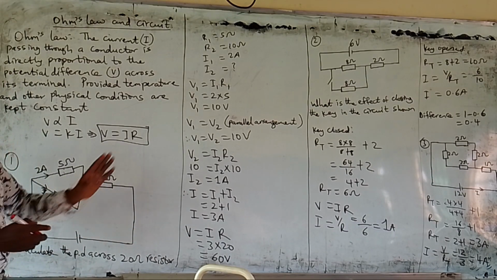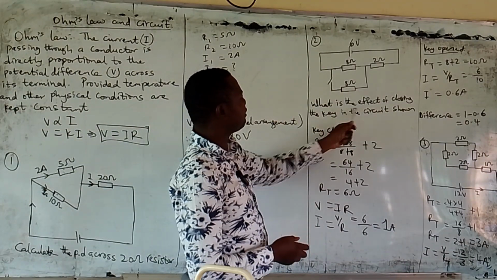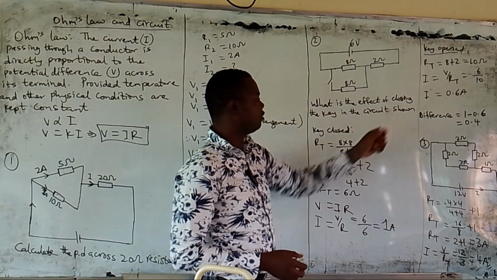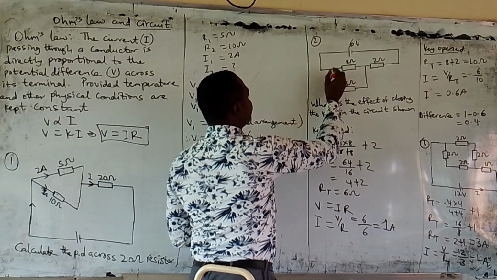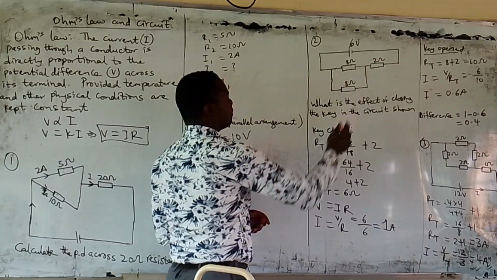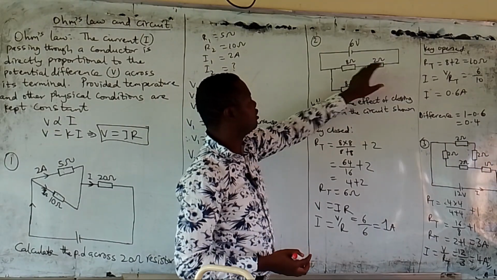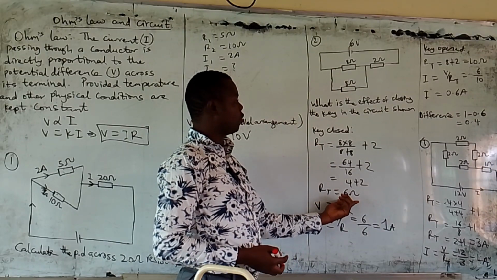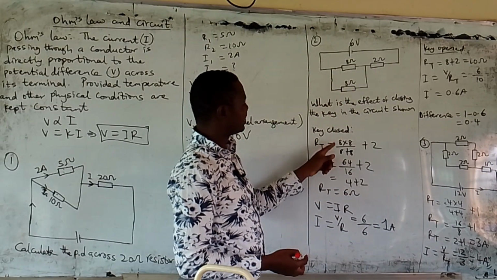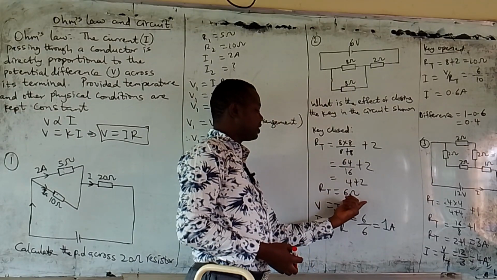Now the next question. We have a circuit here, and the question says, what is the effect of closing the key in the circuit shown? When the key is closed, we have 3 resistors. These two are in parallel and in series with this. So when the key is closed, the total resistance is 6 ohms, because these two are in parallel, which is 8 times 8 over 8 plus 8, plus this 2, which is in series. The total resistance will be 6 ohms.